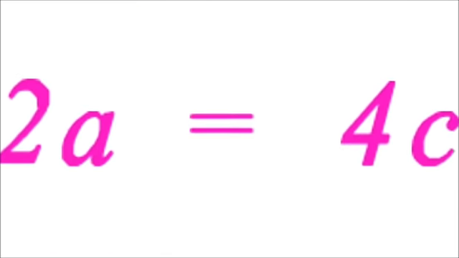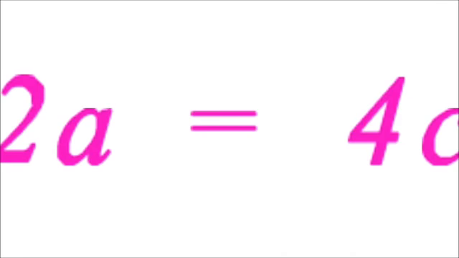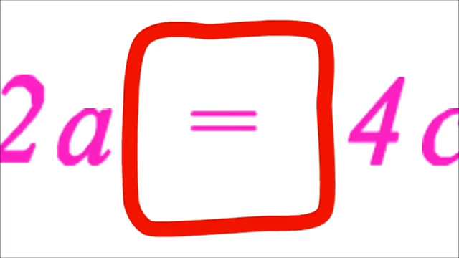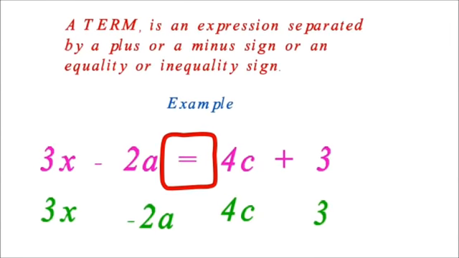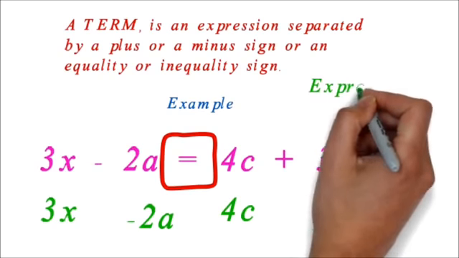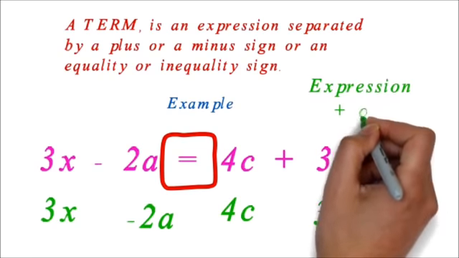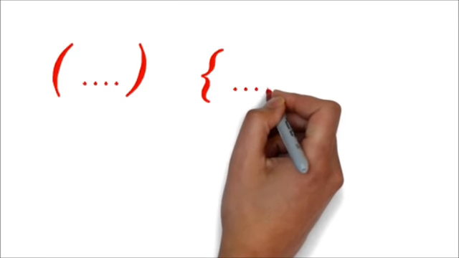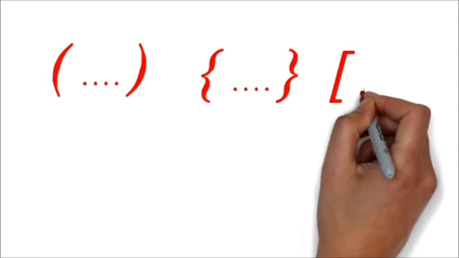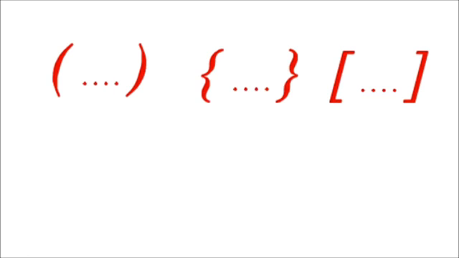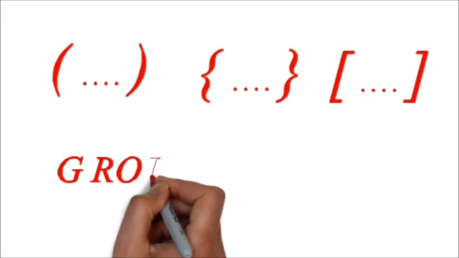Here, we are looking at an equation or inequality, so we say a term can also be separated by an equality or inequality sign. If we were looking at a term in an expression, we would only say it is separated by a plus or a minus sign. Note that when parentheses or any other grouping is used, it must be expanded to get the individual terms, or it can be considered as one term despite being separated by a plus or minus sign. This is what I call group terms, my own word.